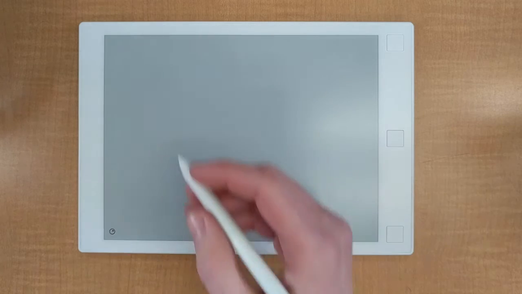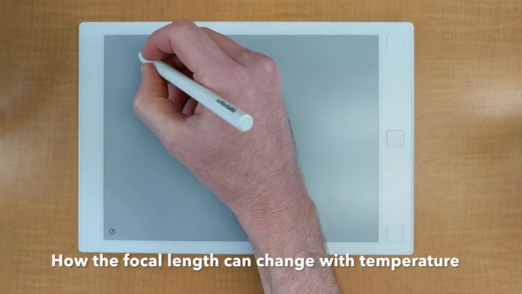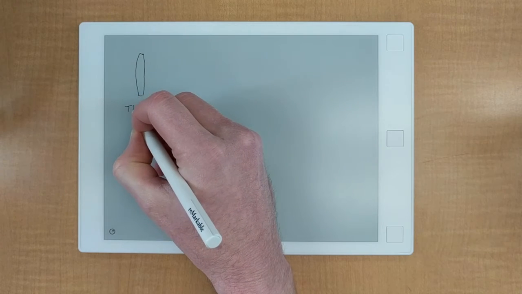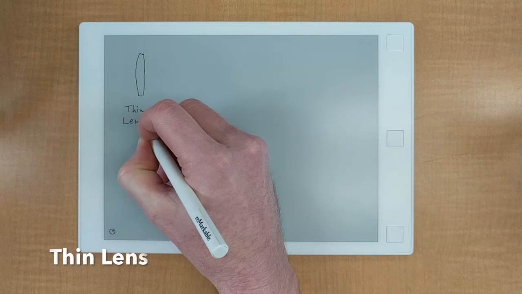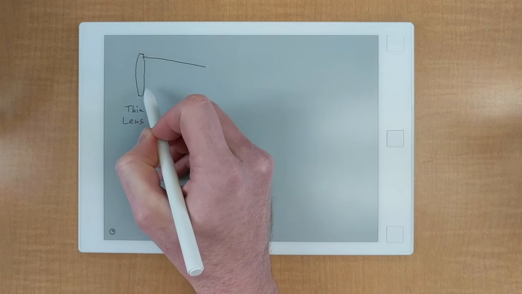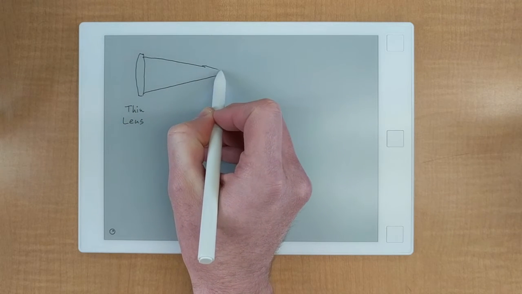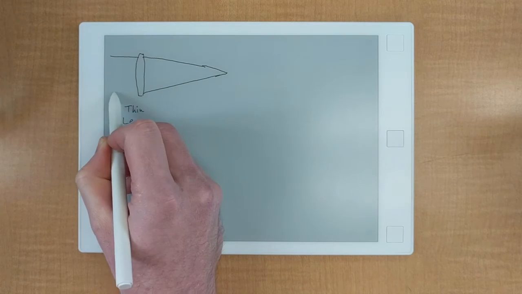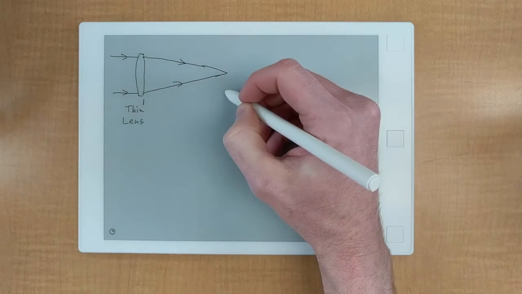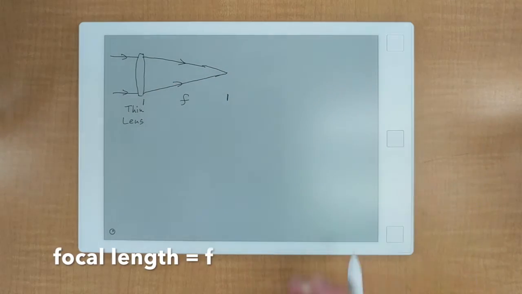In this video, we're going to be talking about how the focal length can change for a lens as the temperature changes. And so the simplest idea is to have a thin lens. And if you have a very thin lens that focuses light to a point, light coming from this direction, you'll have the focal length, f.